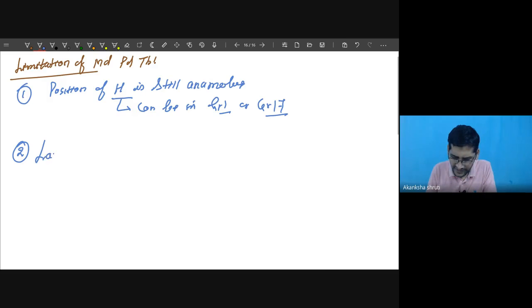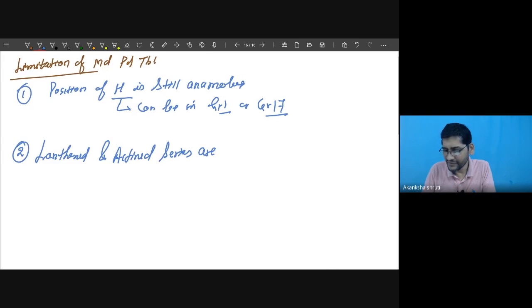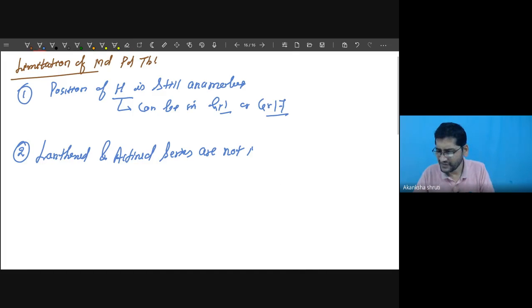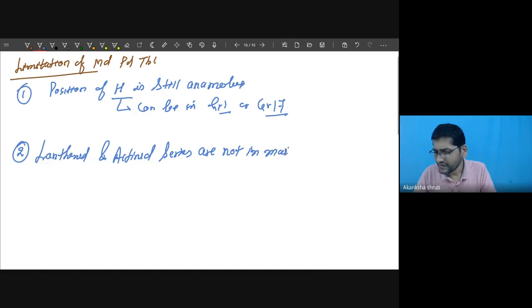So write: lanthanide and actinide series are not in the main body of the periodic table. These two are the limitations.